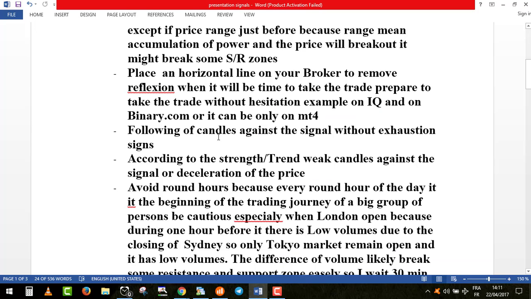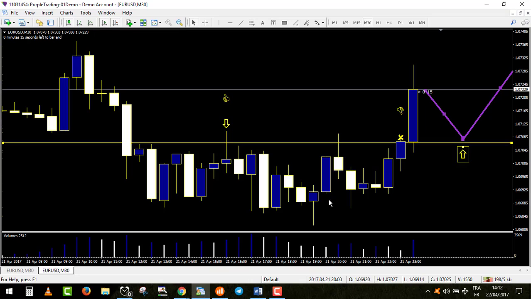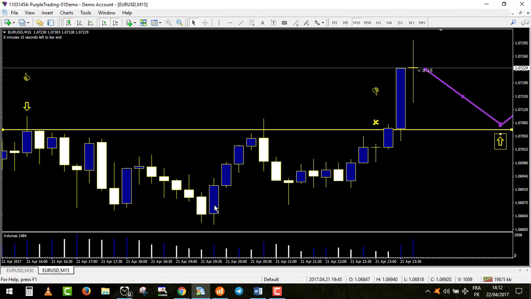So following the candles against the signal, what I mean by that is, as I said before, this kind of candle shows you a clear deceleration of the price. The first candle is very big, then the following become smaller. This is what we call a deceleration in the momentum, and it's likely to tell you the price will reverse a little.